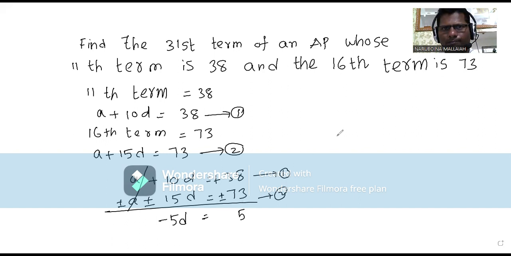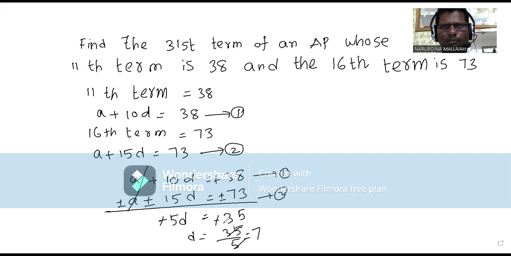73 is larger, so we put the minus symbol, right? Then minus minus gets cancelled. D is equal to 35 by 5. 5 7s are 35. That is, the D value is 7.